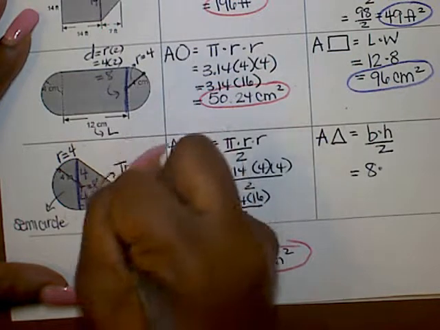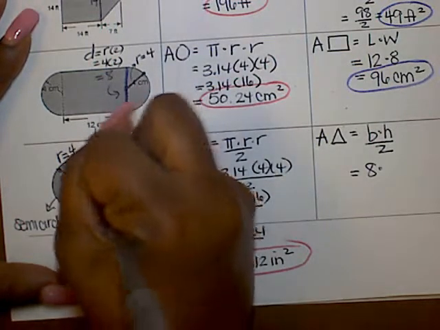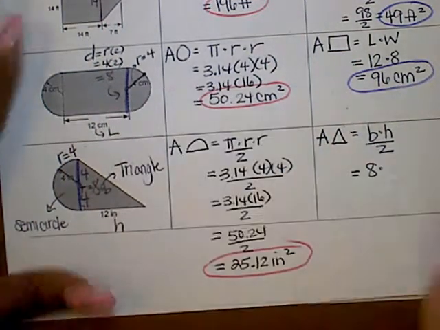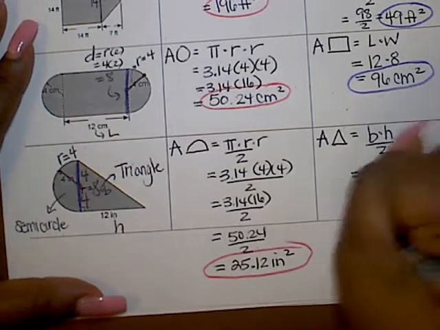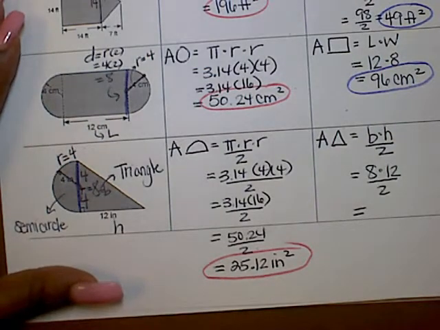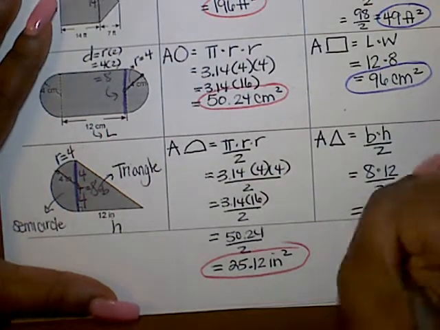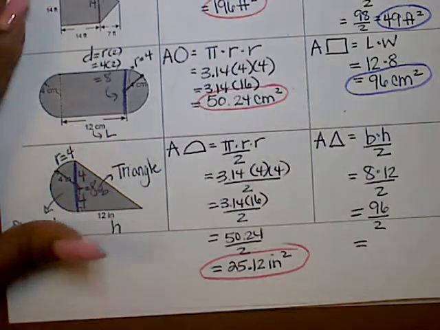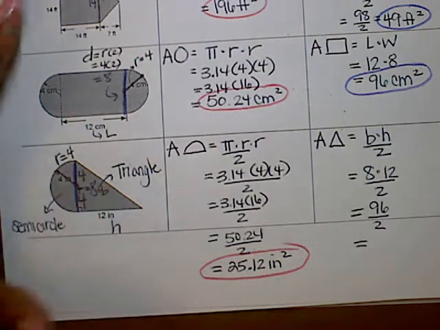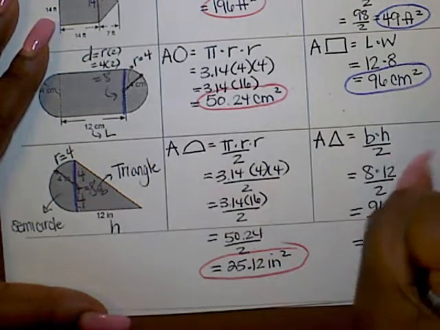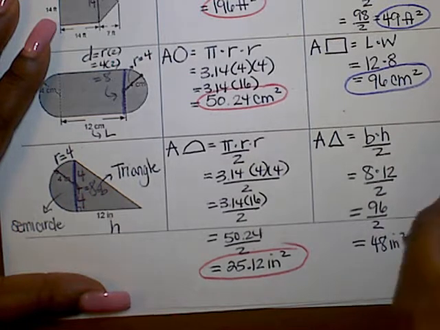Our height is here, which is 12. We want to divide that by 2. So we have 8 times 12, which is 96. And then we want to divide that by 2. And that gives us 48. And again, this is going to be 48 inches squared.